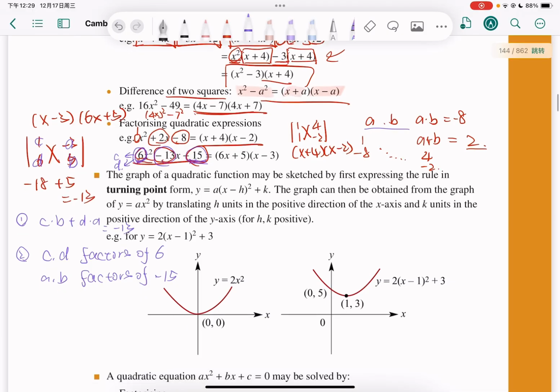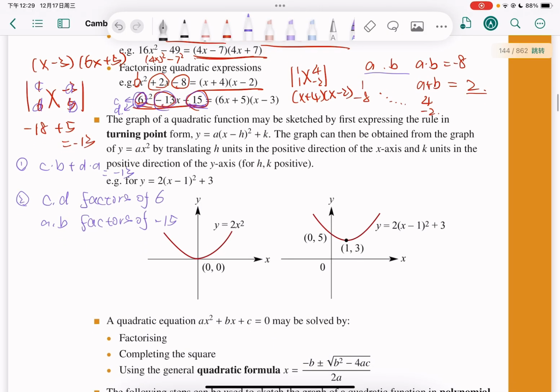Okay, let's move on. The graph of a quadratic function may be sketched by first expressing the rule in turning point form, like this. We have a constant a in front, and x minus h, plus k. This h and k becomes our turning point. So in here, the 1 and 3 actually represent h and k.